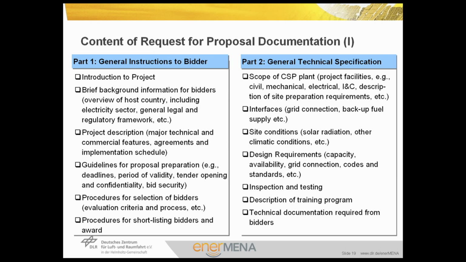It includes the interfaces, so we're talking about grid connection, backup fuel supply, etc. This includes also the site conditions, very important here, for example, the solar radiation, the design requirements, for example, capacity, availability, grid connection, codes and standards, etc. are included. Also, the inspection and testing, description of training program, and finally, technical documentation required for bidders will be delivered.